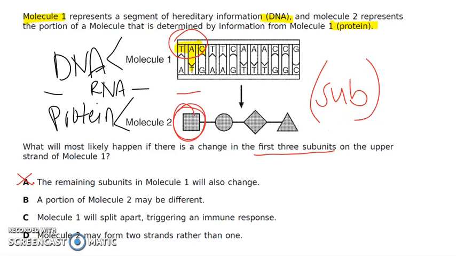B says a portion of molecule 2 may be different. And that's exactly what we said when we were brainstorming. If TAC is different, then mRNA would be different and the protein would be different. So there is definitely a chance that it could be different.